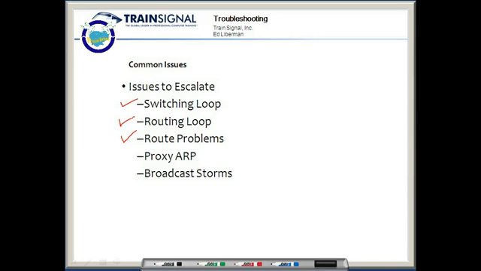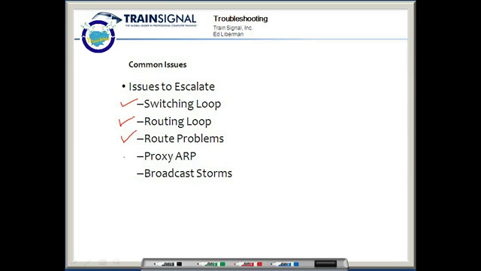So route problems is something that you really need to take a good hard look at. And I will say, this is an issue that very often does need to be escalated. The reason why is because very often you can't go to every single router all on your own. So it may not be that you escalate it to somebody else. You may need to call somebody else in to participate with you.